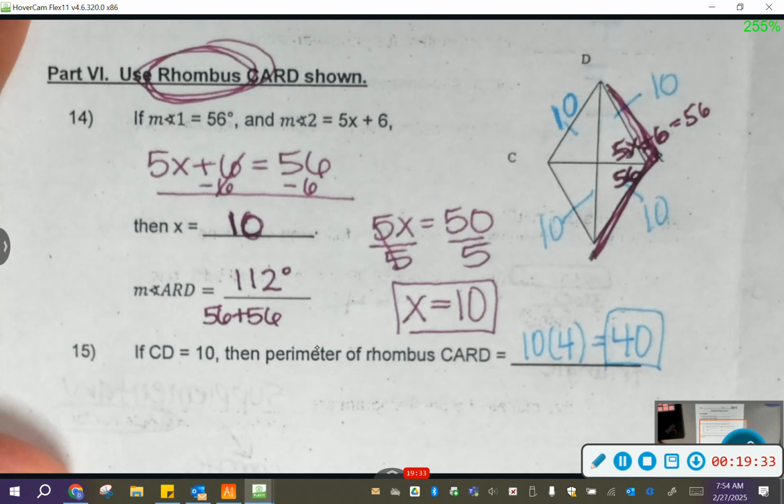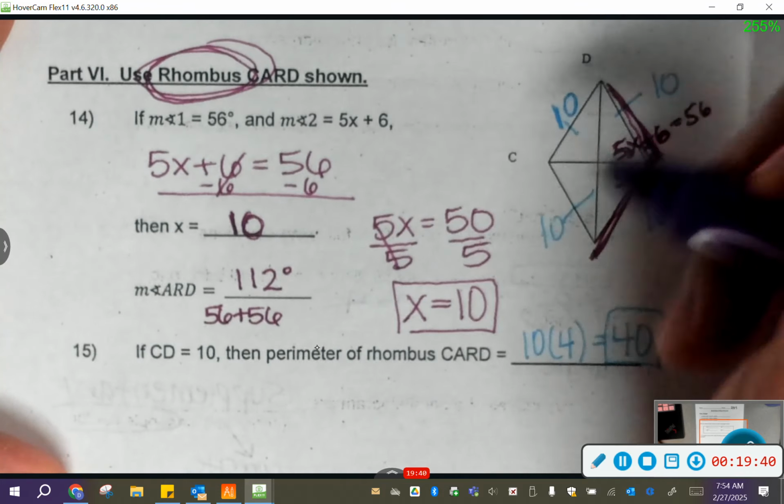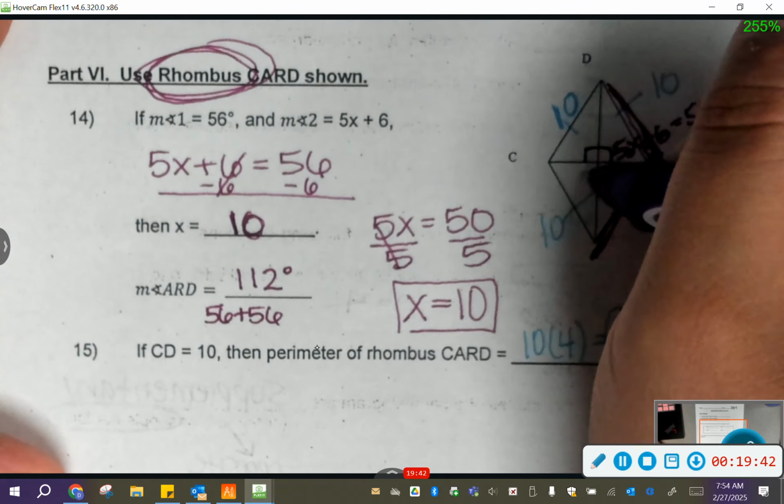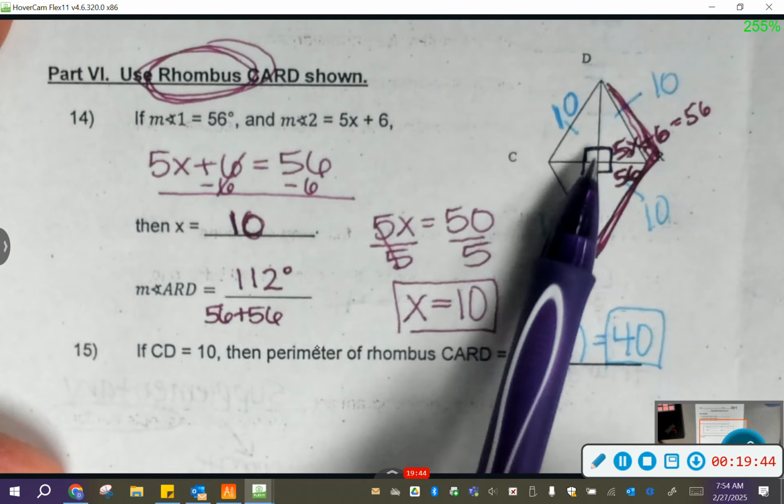Also, real quick, because it's not on here, but it is a test question. What happens in the middle of a rhombus? It's a right angle. Put a 90 degree there. A rhombus has 90 degrees in the middle.